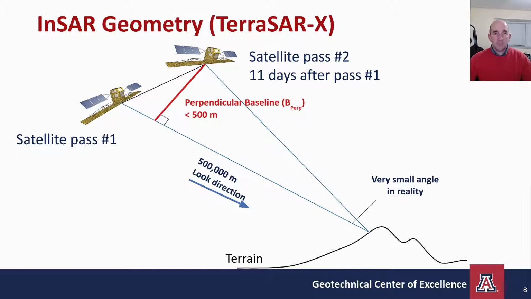So for any interferogram, we can draw a triangle similar to this one. The triangle in reality is extremely thin because the distance between the satellite positions is a few hundred meters maximum, and the distance to the ground is around 500,000 meters. The red line shown in the diagram is particularly important, and this is the perpendicular baseline, or B-perp, as I shall refer to it, which represents the distance between the satellite positions that is perpendicular to the look direction. B-perp will vary from interferogram to interferogram.